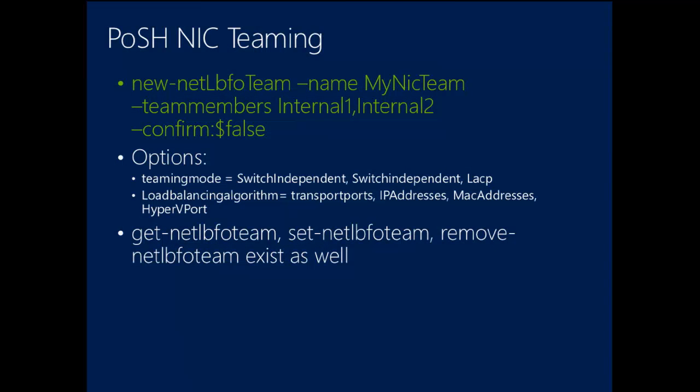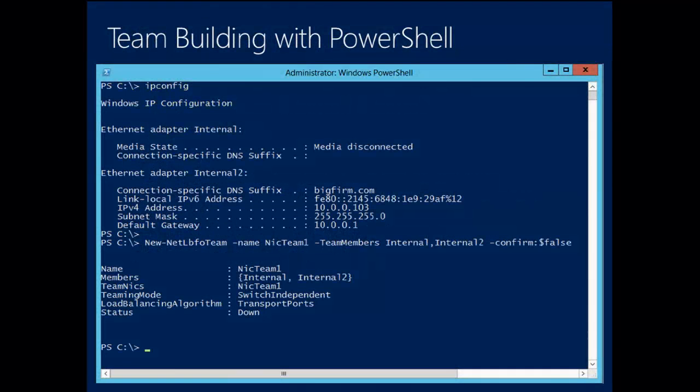There's the PowerShell command, New-NetLbfoTeam. Its name, the team members, and the confirm. You can also add teaming mode, load balancing, etc. There's a screenshot of me doing it. That's an ipconfig to get started. And then afterwards, we do our New-NetLbfoTeam.